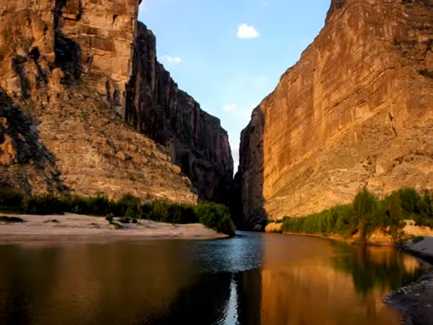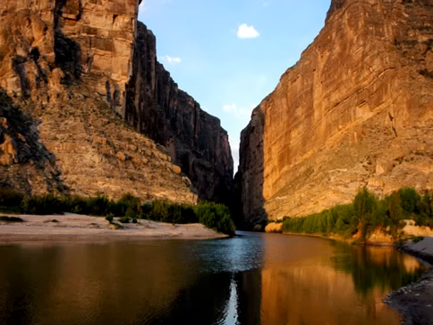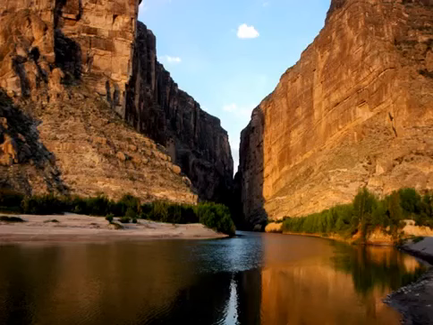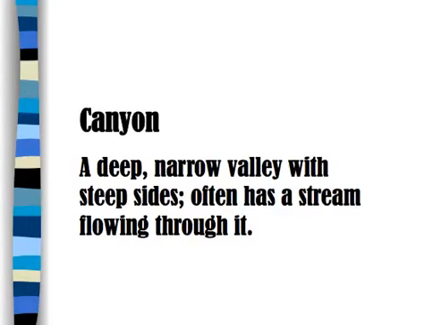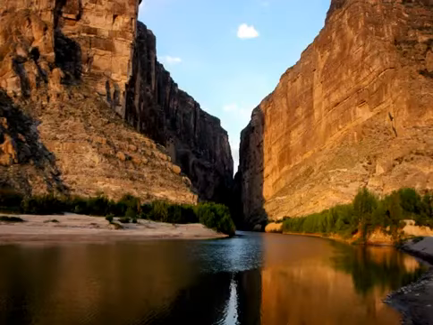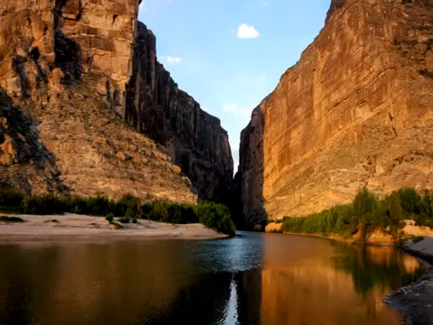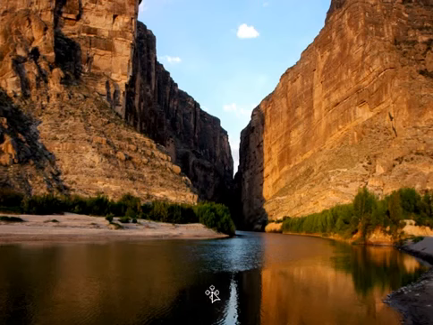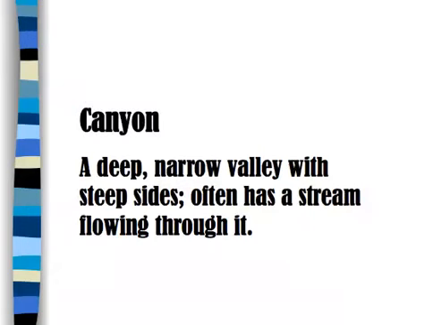Up first, we have this image. Do you know what it is? If you said a canyon, you're correct. Now a canyon has a deep, narrow valley. Notice how close these two are together, with steep sides and a small stream flowing through it. Here's the definition for you, and feel free, of course, to pause the video if you need to.